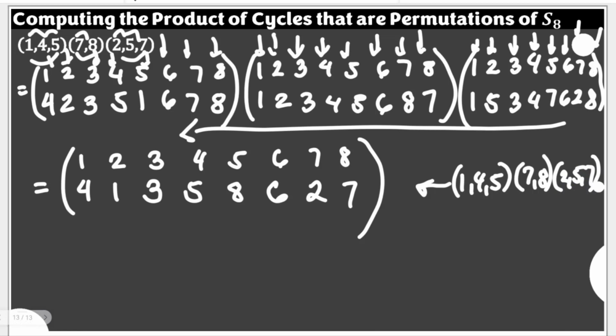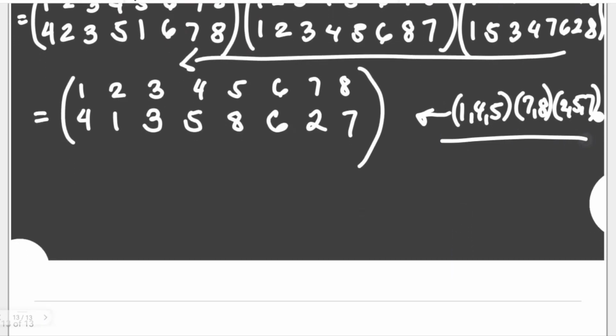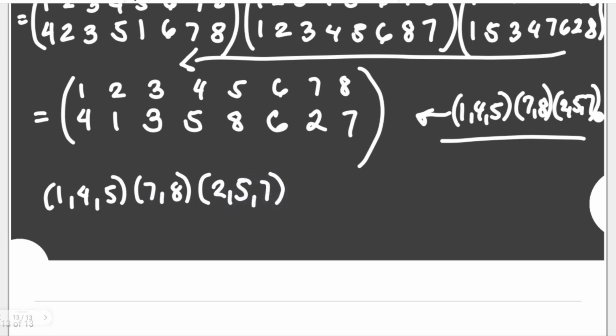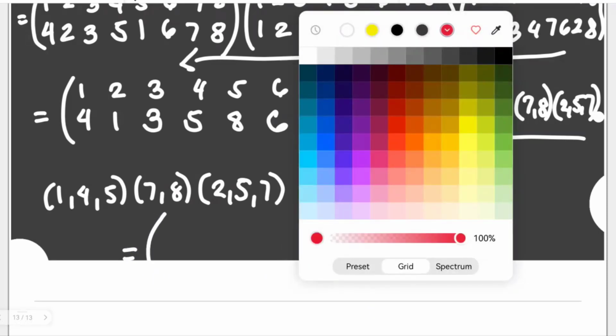Now, I would like to present to you a shorter method for this. So let me try to copy the same cycles here: (1 4 5), (7 8), (2 5 7). Let's see with this shorter method if we will come up with the same permutation. Of course, this is all in S8.